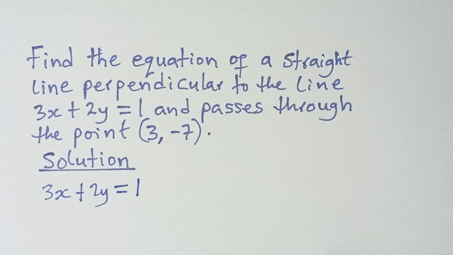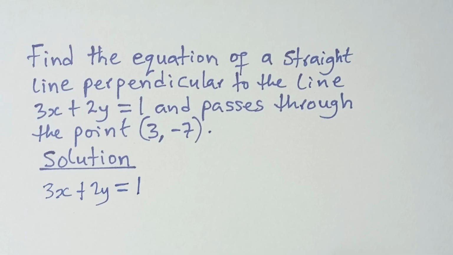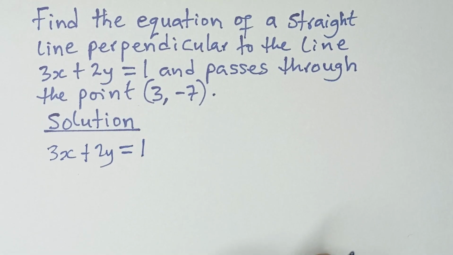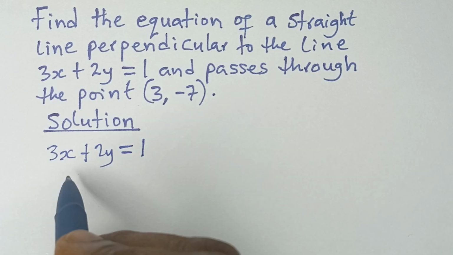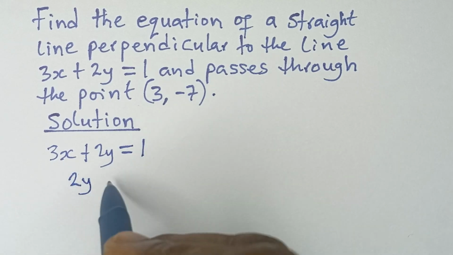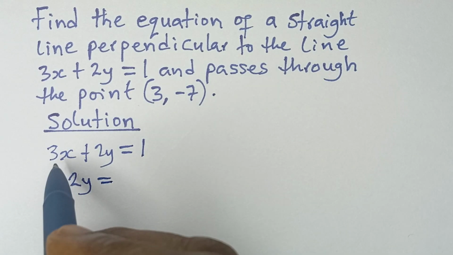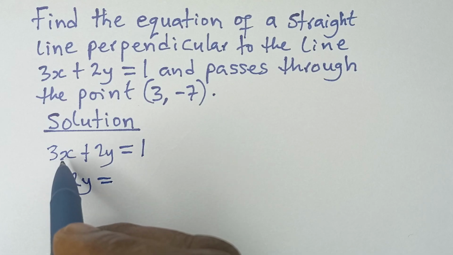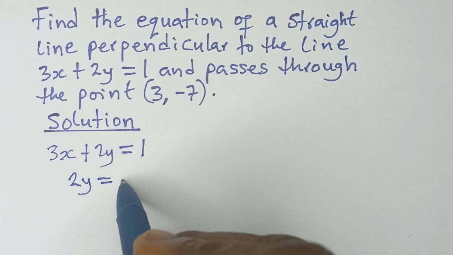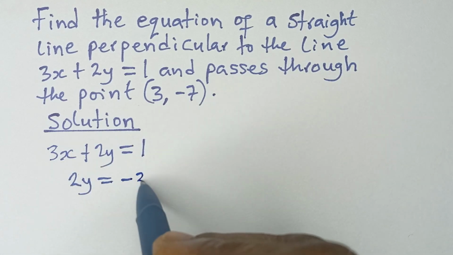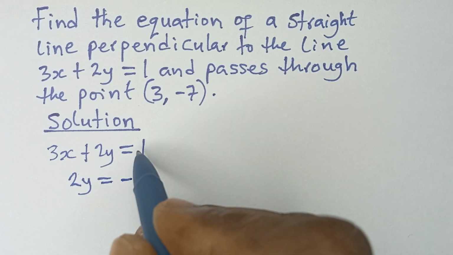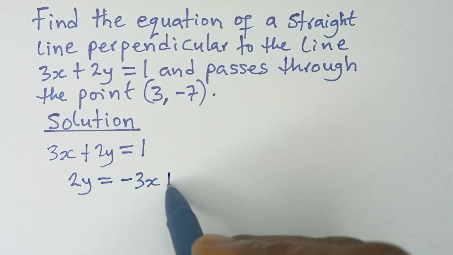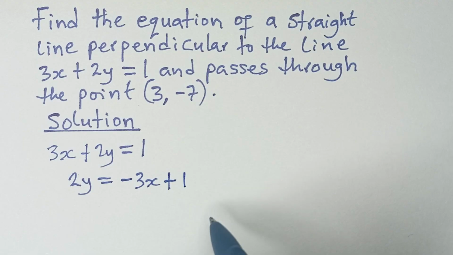For us to find the gradient of this line, we have to first of all make y the subject of the formula. So in order to make y the subject of the formula, let's leave y on the left hand side and write it as 2y is equal to, let's take this positive 3x to the right hand side. It becomes negative 3x, and then this positive 1 remains on this side as positive 1.